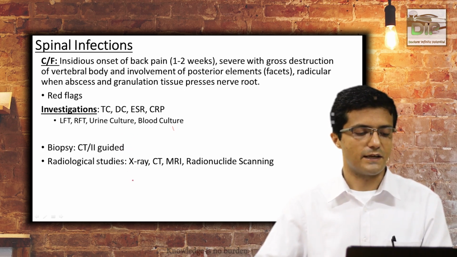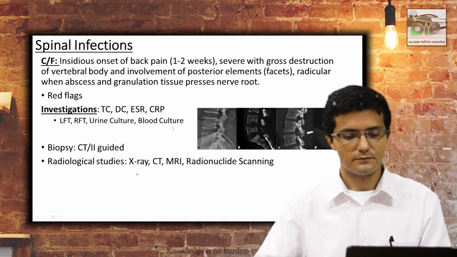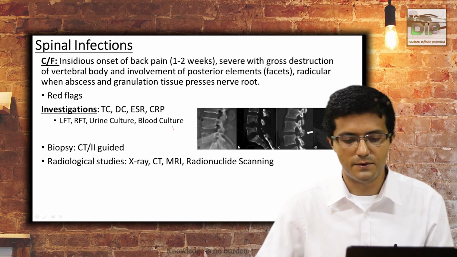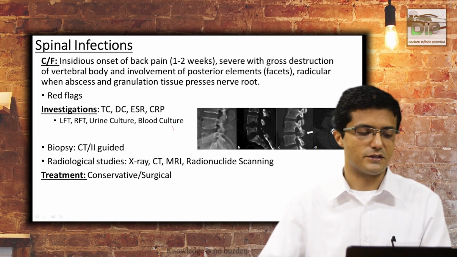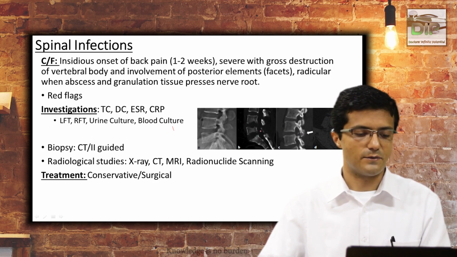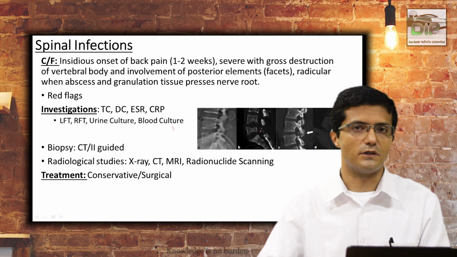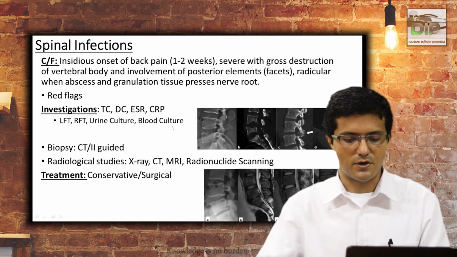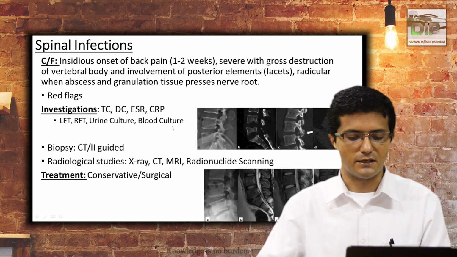The radiological studies like X-ray, CT, MRI, and radionuclide scanning are helpful in these cases. So this is the CT scan showing gross destruction of the vertebra. The treatment is again conservative or surgical, depending on what the pathology is, whether it is pyogenic or tubercular. We can treat conservatively or surgically, depending on the need of the patient, whether the nerve root is involved, or if there is instability of the vertebra. So again, this is the MRI showing the hyperintense signal at the level of L5S1, showing spondylodiscitis.